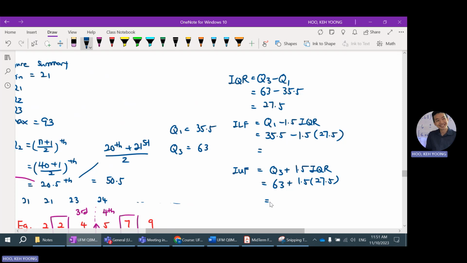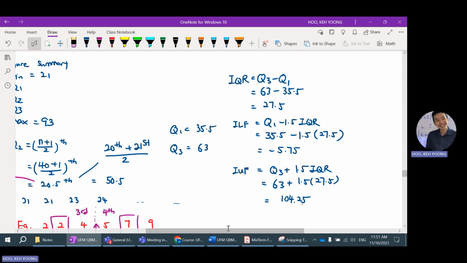Can I know the answers? Anyone got the answers? Okay, and that is what? All right, this is the answer. It's okay to have negative values, right? Don't worry.